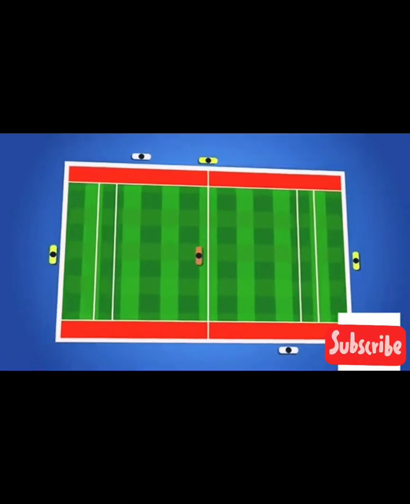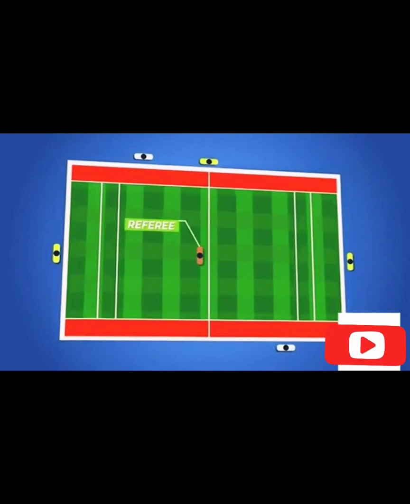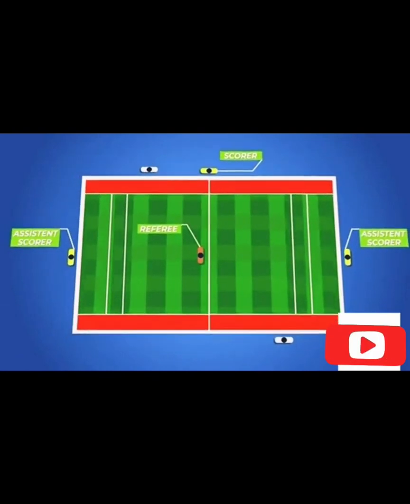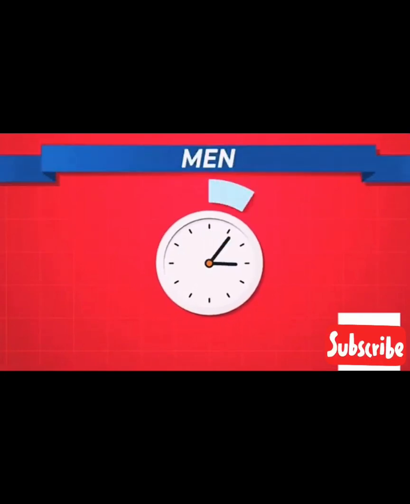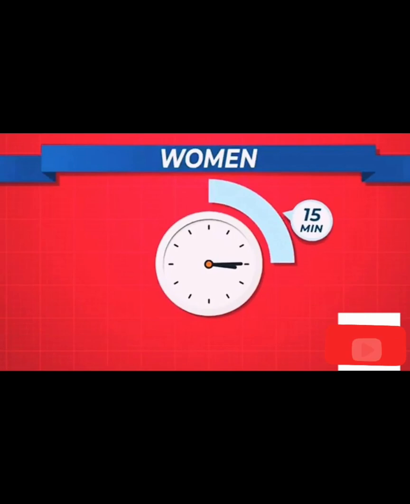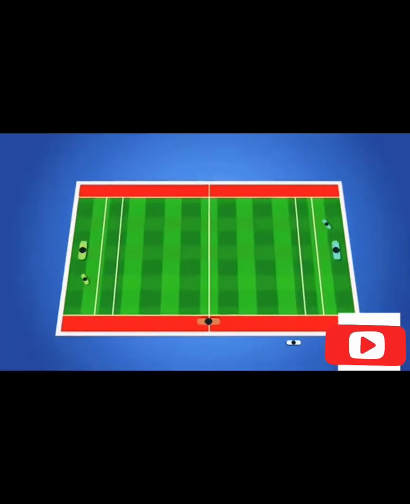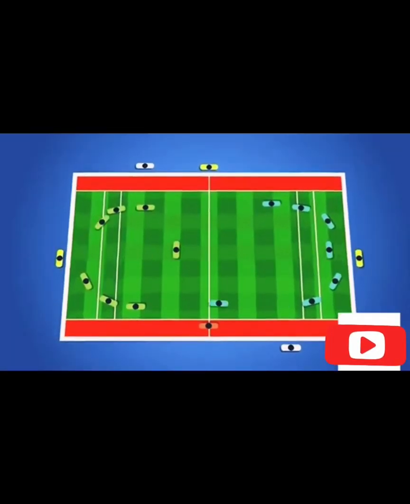Every match is officiated by 6 officials: 1 referee, 1 scorer, 2 assistant scorers and 2 umpires. The game has 2 halves; for men it is 20 minutes each, whereas for women it is 15 minutes each. After each half, both the teams change their side.